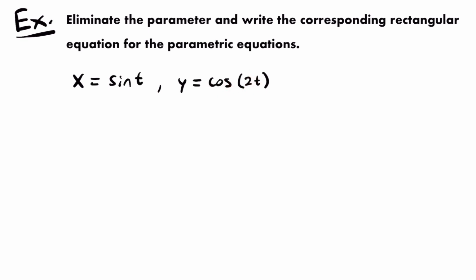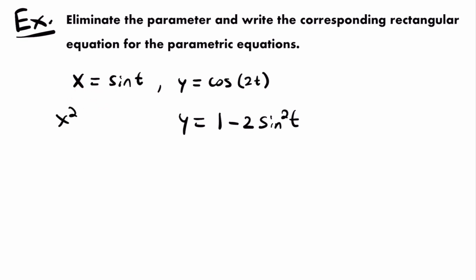And so one of the double angle identities for cosine of 2t is that it will be equal to 1 minus 2 times sine squared of t. And I chose this one in particular because we have sine squared of t and x is equal to sine t. And so we can just replace sine squared t with x squared, right? If we square both sides of this equation, we'll have x squared is equal to sine squared t, right?